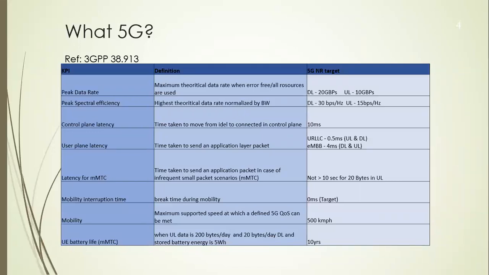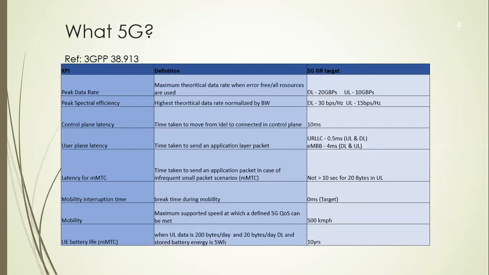Control plane latency. Control plane latency is the time taken for a signaling message to reach from, say, the UE to the gNode B. The control plane latency is defined as 10 milliseconds. User plane latency is the time taken for an application packet to transmit from the UE to the gNode B.